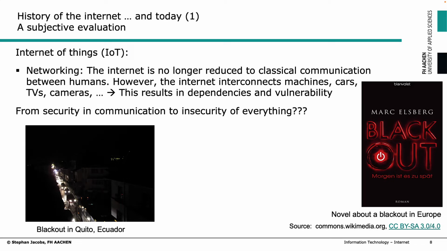If we face viruses or attacks through the internet, then not only computers, but machines, cars, and so on are in danger. So looking back at the very beginning of the internet, where we wanted to have a robust network, then we must see that from security and communication we are now going to insecurity of everything. Just have a look at the discussions right now where we face risks on our infrastructure in Europe, in Germany, when it comes to invasions in the internet through Russia and other countries.